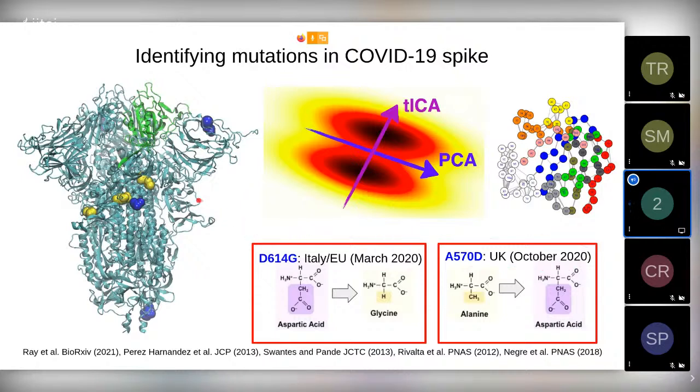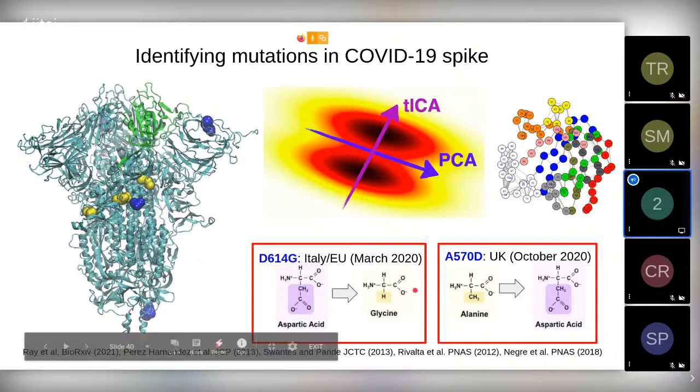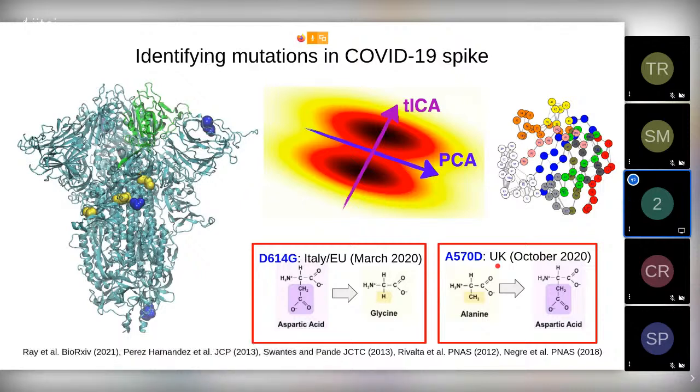So the D614G mutation, present somewhere in this region, has resulted in the Italian variant of the coronavirus, which appeared in March of last year. And this A570D mutation, which is famously present in the new UK variant, which is appearing recently. These two mutations were predicted from our model completely from a physical perspective and without using any mutation profile data or any population data, which was a great success of this kind of approach.